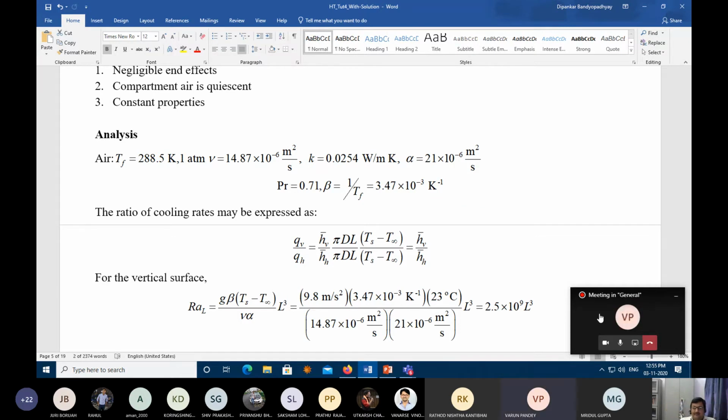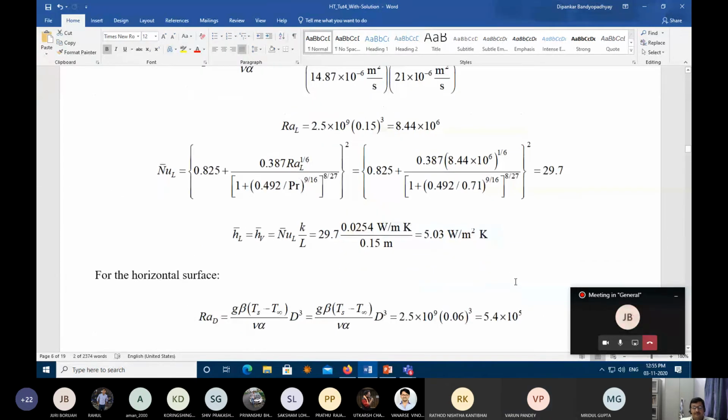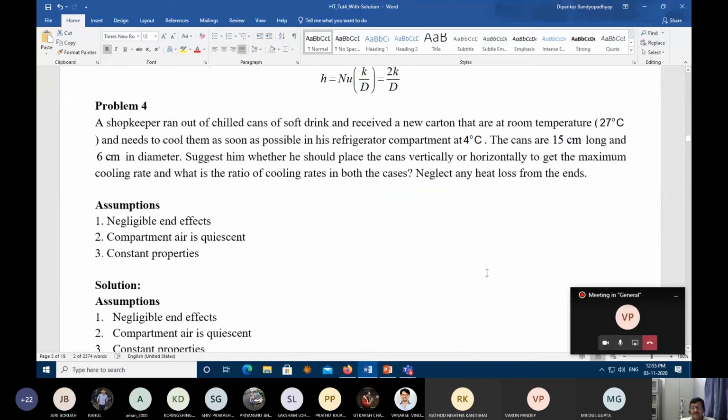Sir, could I get the length, please? L in the Rayleigh number. You express in terms of L. Oh, okay, sir. You keep L cube with it. L is 0.15 perhaps. 15 centimeter.